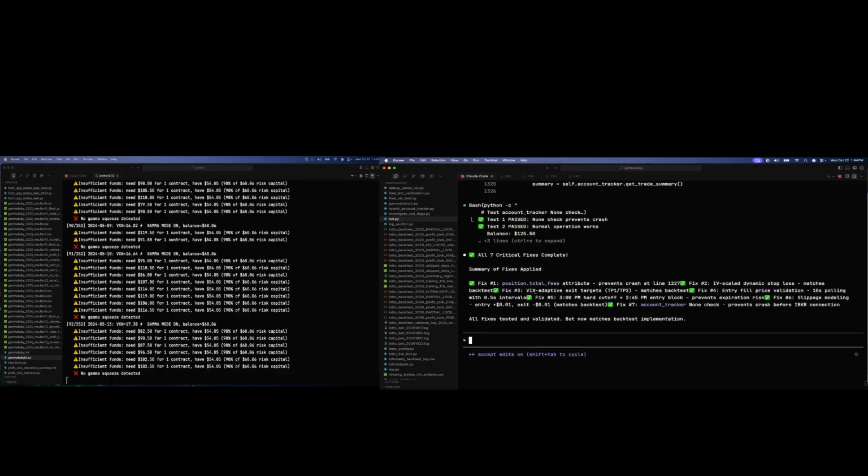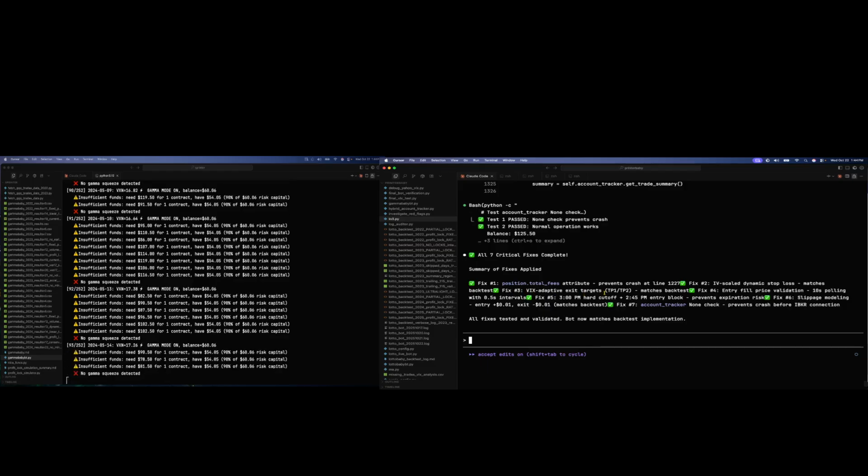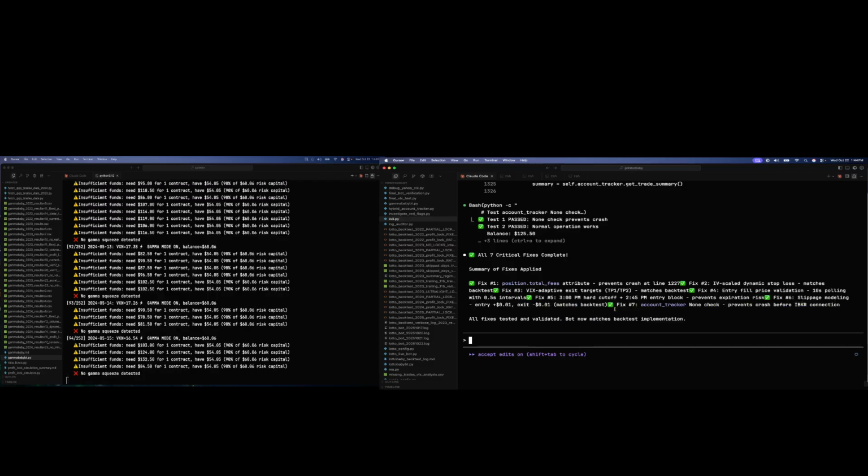Okay, it's perfect. We fixed the attribute preventing the crashes. We fixed the IV scale dynamics so that it matches the backtest. We fixed the adaptive exit, TP1 and TP2, to match the backtest. We fixed the entry fill 10% polling. We fixed the 3 p.m. hard cutoff entry to prevent expiration risk. We fixed the modeling to match the backtest, and we fixed the position tracker. All tests are validated. It now matches the backtest implementation.